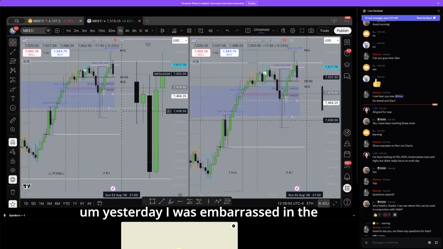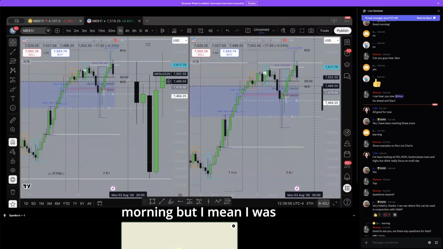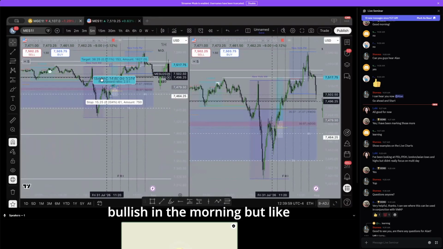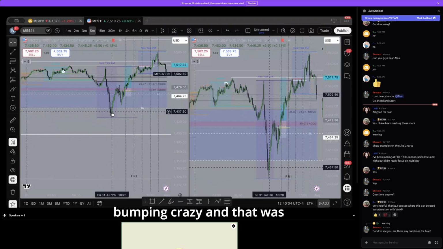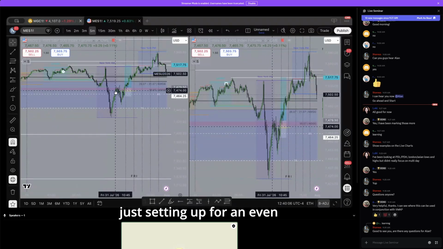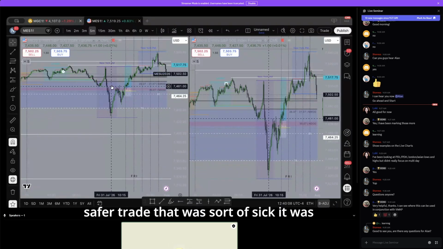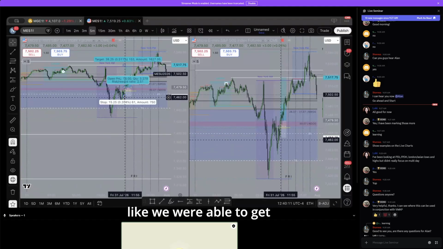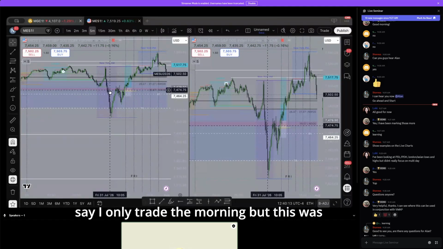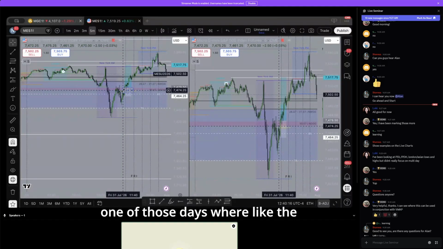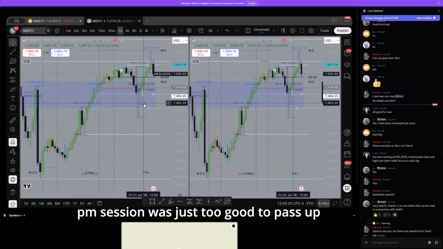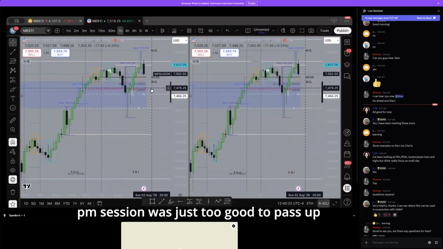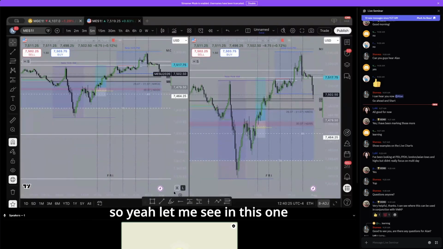Yesterday I was bullish in the morning, but like you said, what you saw, we ended up just dumping crazy, and that was just setting up for an even safer trade, so to say. We were able to get this trade, and usually I always say I only trade the morning, but this was one of those days where the framework in the PM session was just too good to pass up. So yeah, let me see. Go back to Discord.